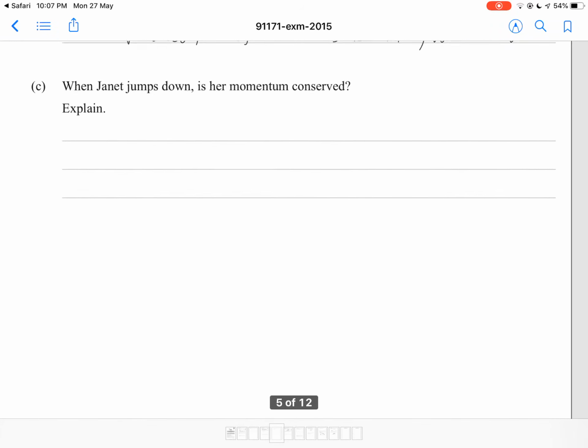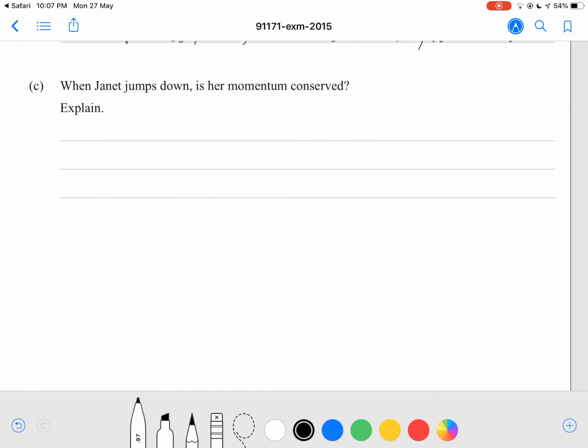Alright, next question. When Janet jumps down, is her momentum conserved? Explain. Well, actually, no, okay? Her momentum is not conserved, and this is because gravity acts as an external force, okay? Remember what we said before: conservation of momentum is only assumed when we assume that there are no external forces acting. And because gravity is an external force, the momentum is not conserved, okay?